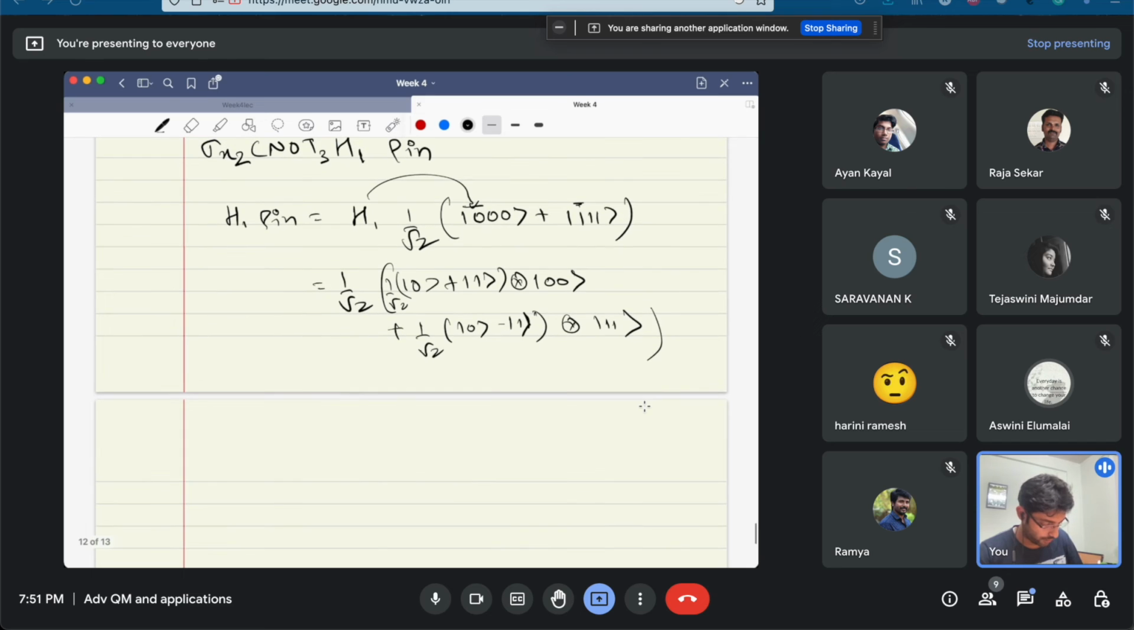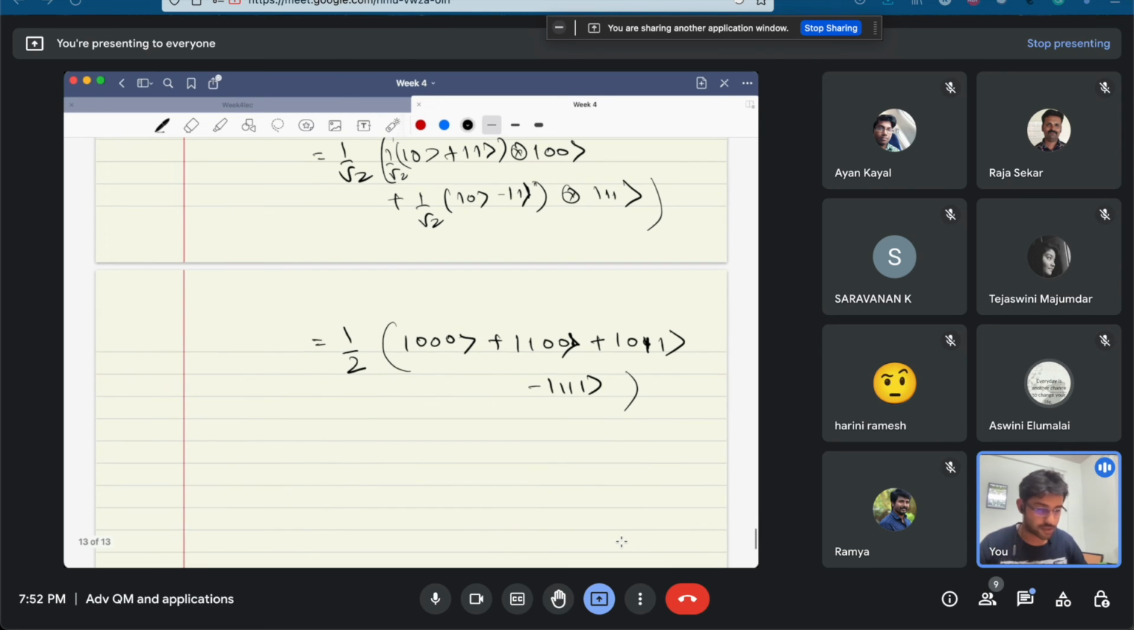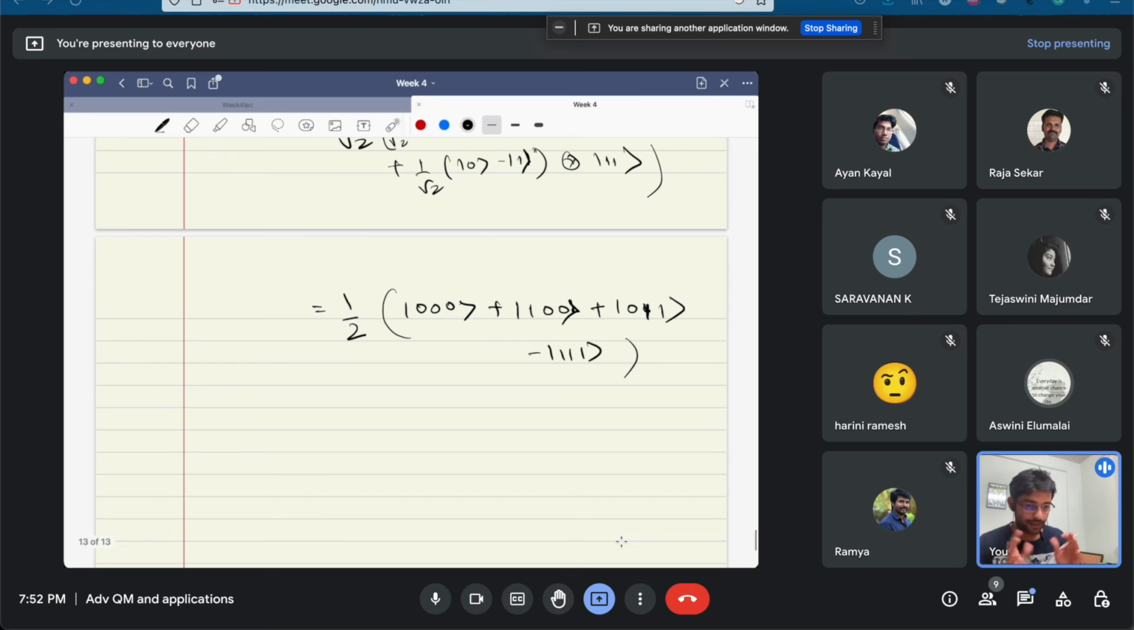So what you get in the end is 0 0 0, 1 0 0, 0 1 1 and minus 1 1 1. So you can see this is a highly superposition state. So we started with a simple entangled state, and now we have increased the superposition by a simple Hadamard gate.